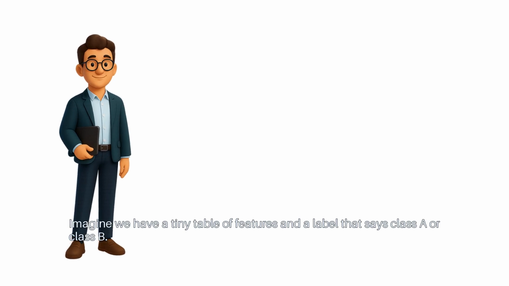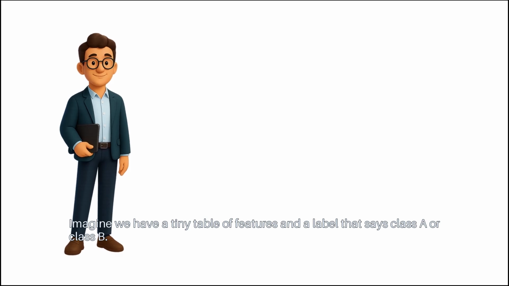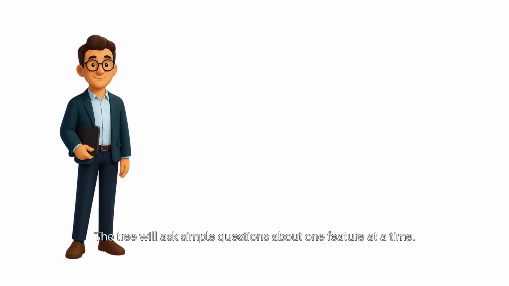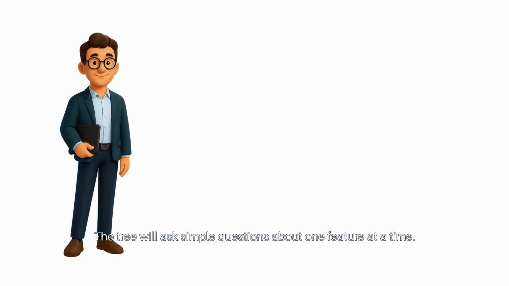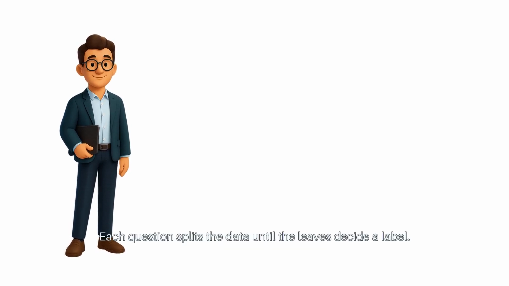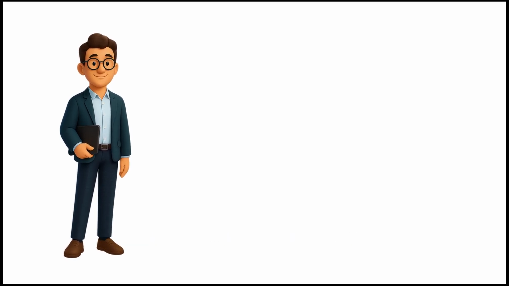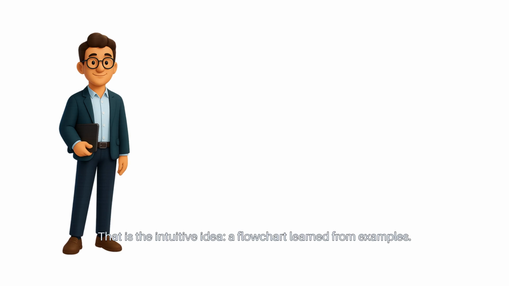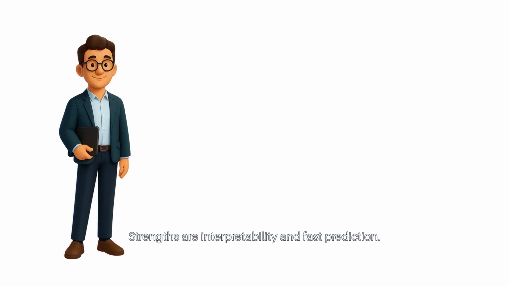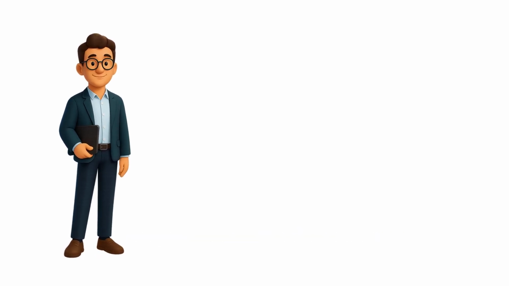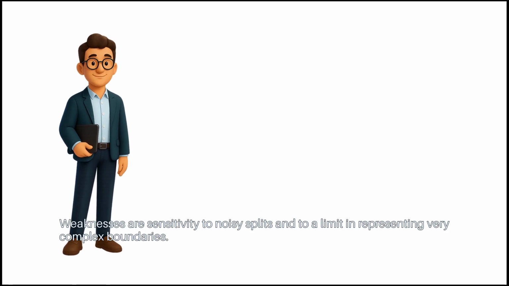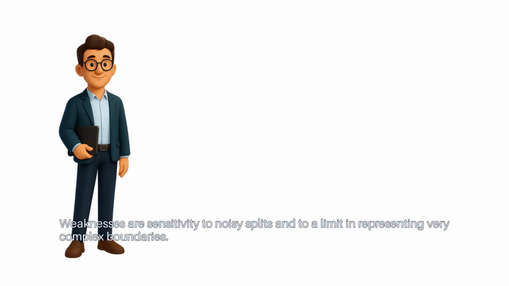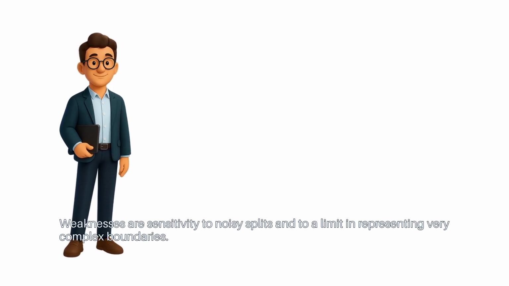Imagine we have a tiny table of features and a label that says Class A or Class B. The tree will ask simple questions about one feature at a time. Each question splits the data until the leaves decide a label. That is the intuitive idea, a flowchart learned from examples. Strengths are interpretability and fast prediction. Weaknesses are sensitivity to noisy splits and a limit in representing very complex boundaries.